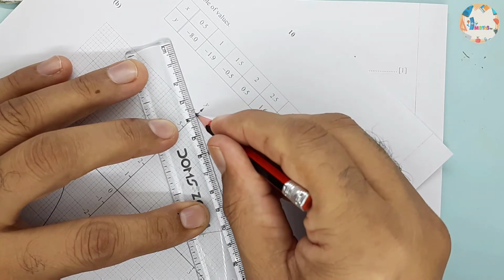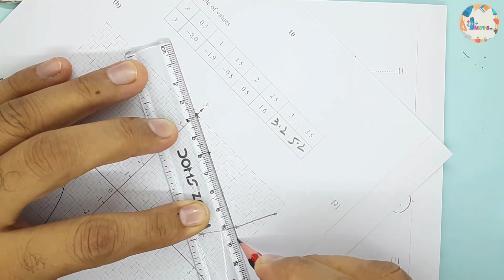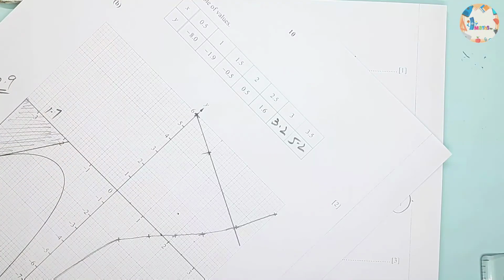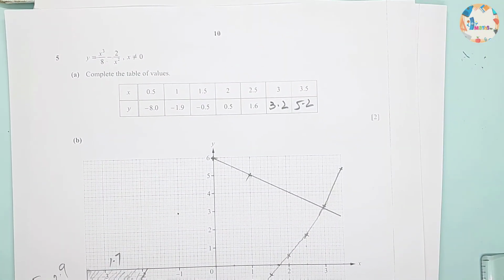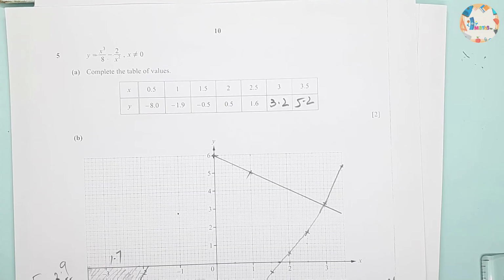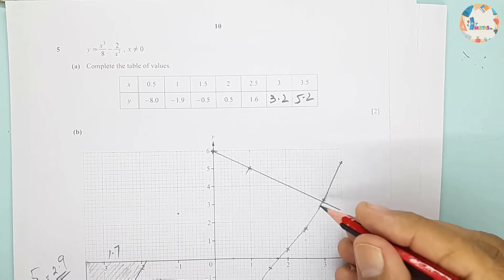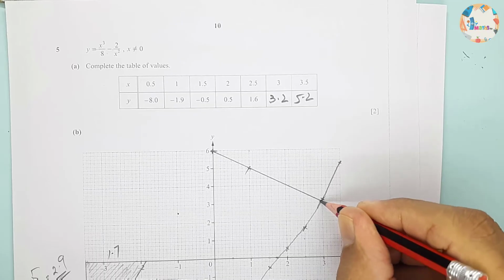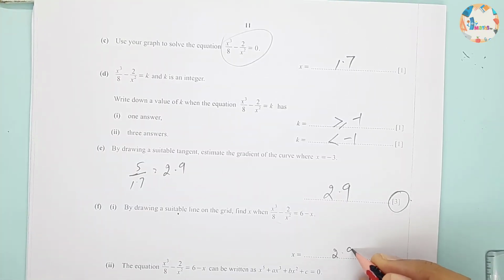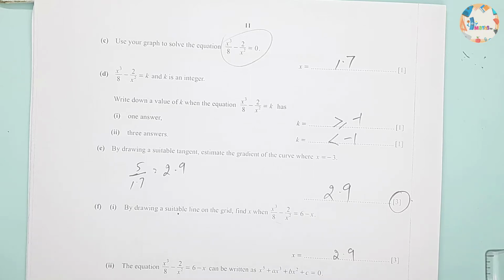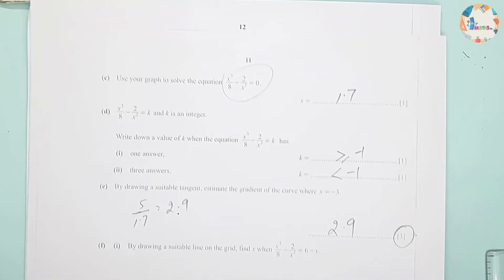So if we draw the line, it will be intersecting over here, and this point of intersection will be roughly lesser than 3, so we can write 2.9. The x value will be 2.9. Hopefully you are understanding this.